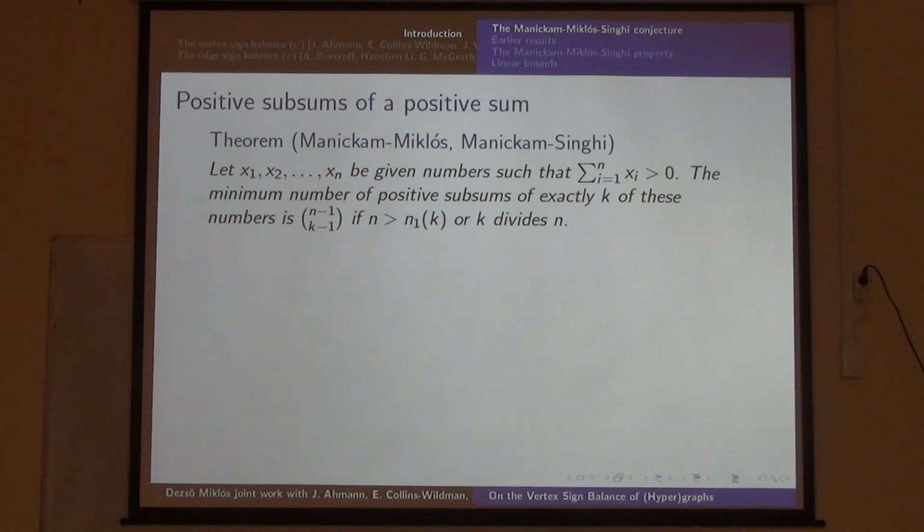On the other hand, this is clearly not true if n is less than 2k, because for the small case the opposite will work. Then you can have n choose k-1 positive subsums. You take k-1 negative numbers and the rest positive, so to have positive subsums, you have to choose all the subsums from the positive numbers. And if n is less than 2k, then the other construction, n choose k-1, will be a smaller number of positive subsums. So that was the very early stage of the research.